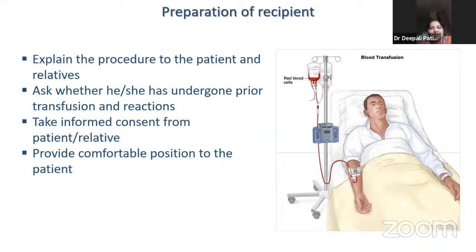Then we will see how the patient is prepared for blood transfusion. Explain the procedure to the patient and relatives. Ask whether he or she has undergone prior transfusion and reactions. Take informed consent from patient or relative, and provide a comfortable position to the patient. You can see the comfortable position which is given to the patient in the picture given at the side of this slide.